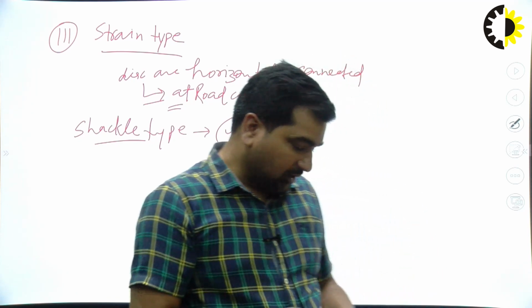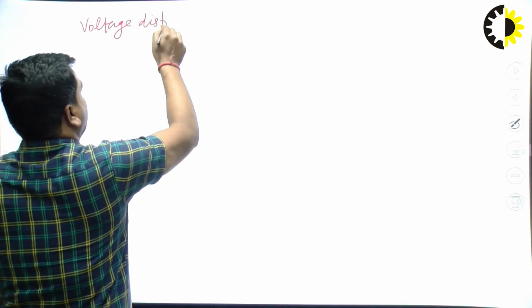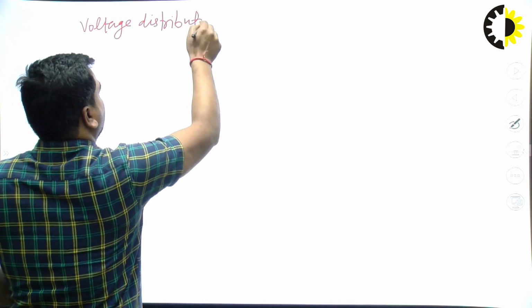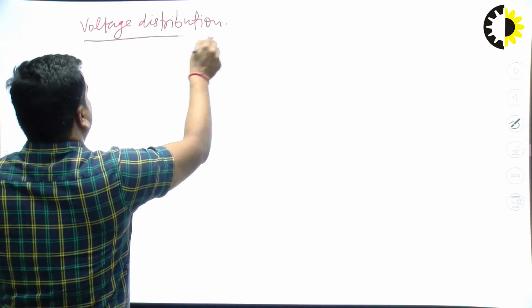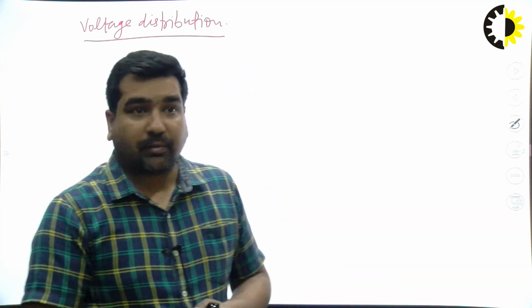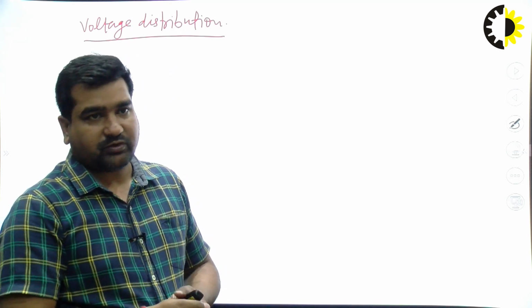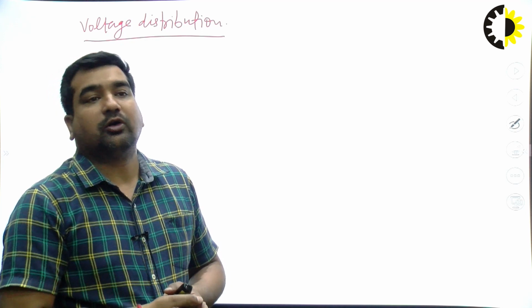So basically, let's have a voltage distribution. The capacitance is formed between the metal part of the conductor, the metal part of the disc and the tower structure. So due to this capacitance, the voltage distribution over all the string of suspension or strain type is not uniform.